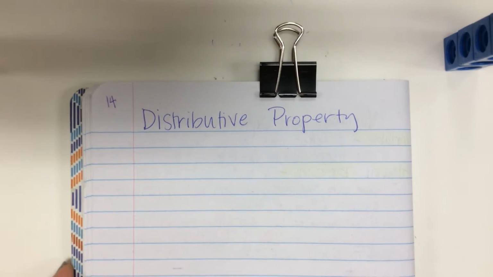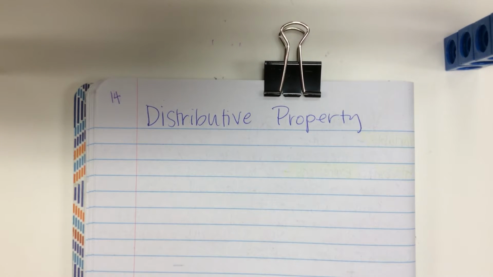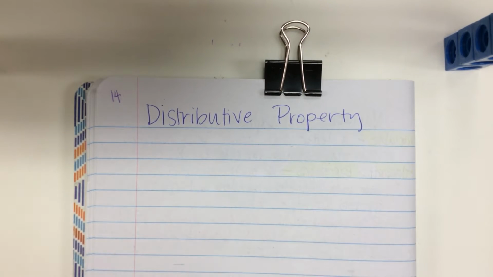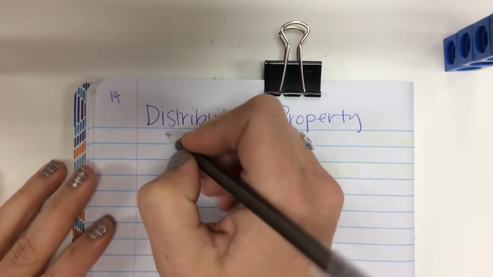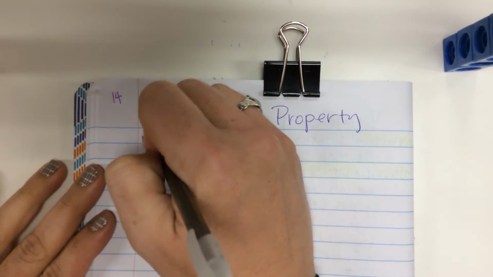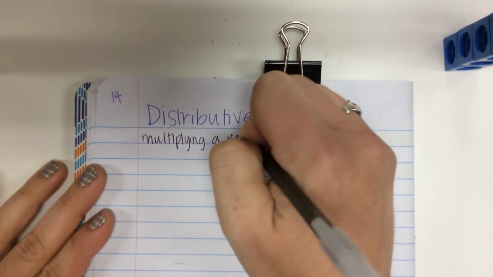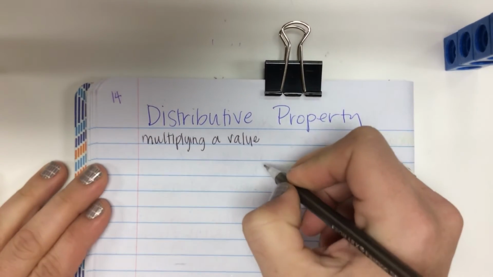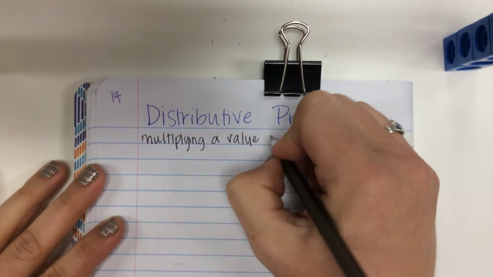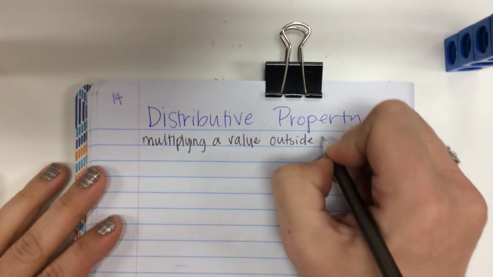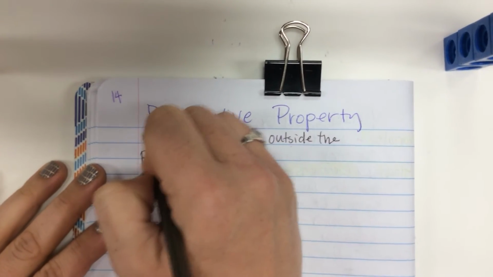And the distributive property is really important. We're going to use it a lot this year in pre-algebra. You'll use it a lot next year in Algebra 1. So the distributive property, if we were going to define it, and we're going to make this a middle school, pre-algebra friendly definition, we would say the distributive property is multiplying a value. So maybe it's a number, maybe it's a variable, it's a value, outside the parentheses.